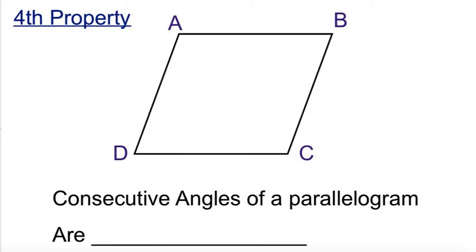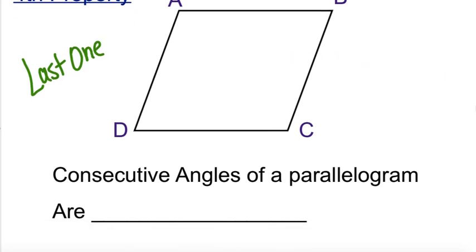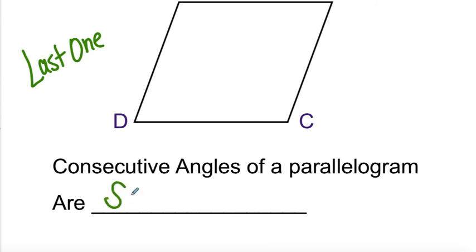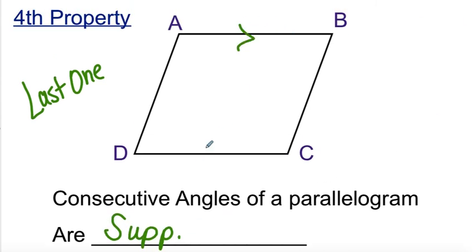Okay, last and fourth property, last one to learn. The fourth property says that consecutive angles of a parallelogram are supplementary. Well, let's look at that. If opposite sides of a parallelogram are parallel, well, that means that A and D are same side interior angles, so they would be supplementary.